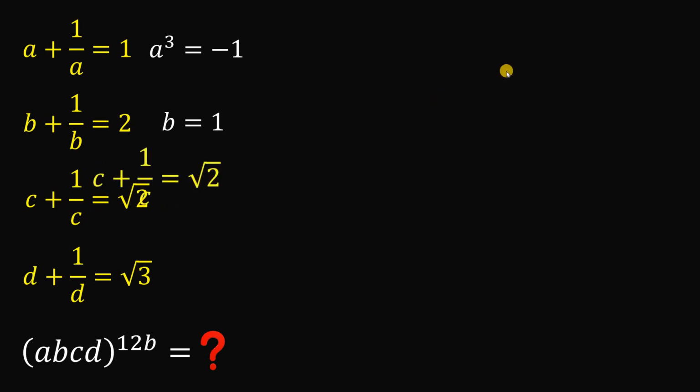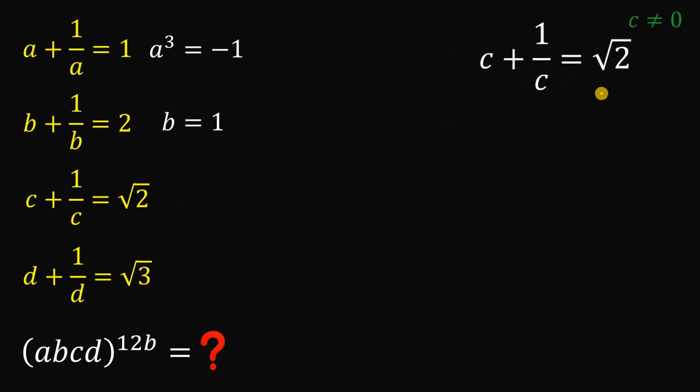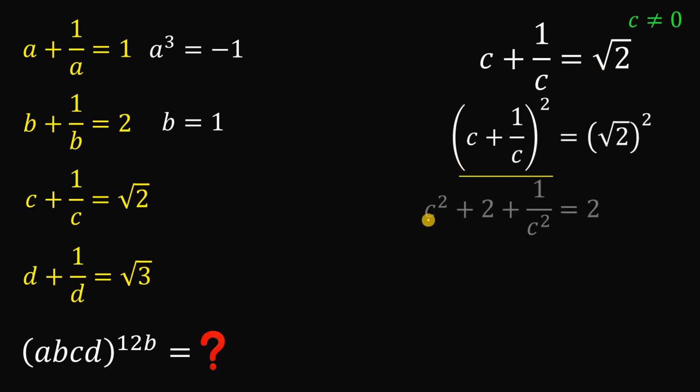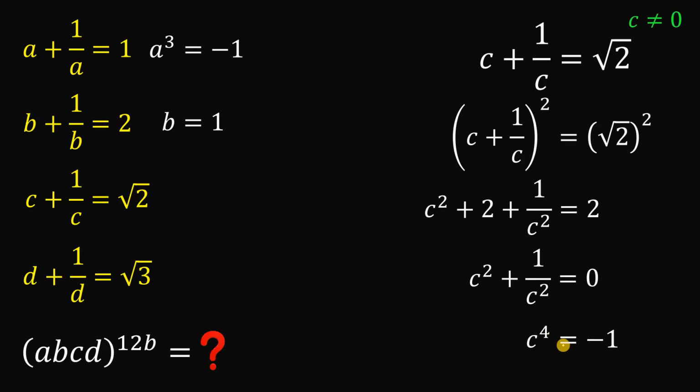So given the second equation, we know that b equals 1. Now, let's have the third equation, c plus 1 over c equals square root of 2. Again, c here is not equal to 0. What we're going to do here is square both sides to eliminate this square root. On the left-hand side, if we expand this, we get c squared plus 2 plus 1 over c squared. And on the right, we have 2. Now, subtract 2 on both sides, we get that c squared plus 1 over c squared equals 0. Now, if c is not equal to 0, c squared is also not equal to 0. So we can multiply both sides by c squared. So we have c raised to the 4th power plus 1 equals 0. Subtract 1 on both sides, we get that c raised to the 4th power equals negative 1.